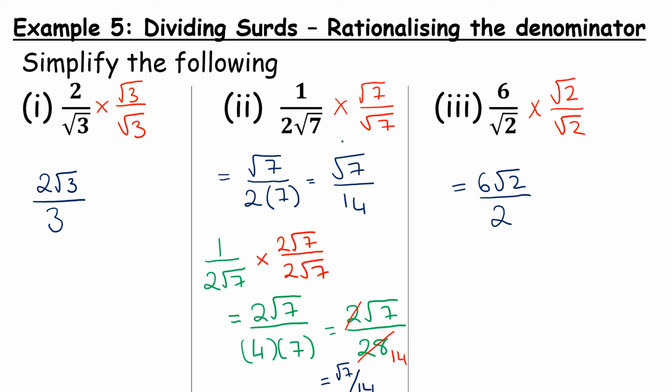Notice that we only ever focus on the rational pieces for simplifying. We never focus on what's underneath the square root. So 2 goes into 2 once, and 2 goes into 6 3 times. So we're left with a much nicer 3 root 2.